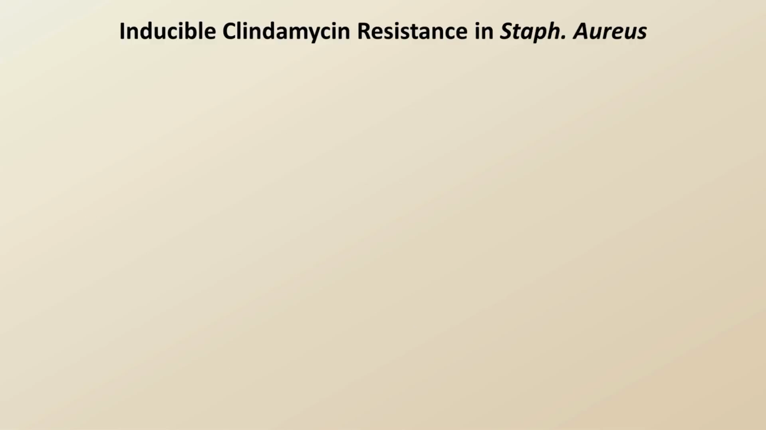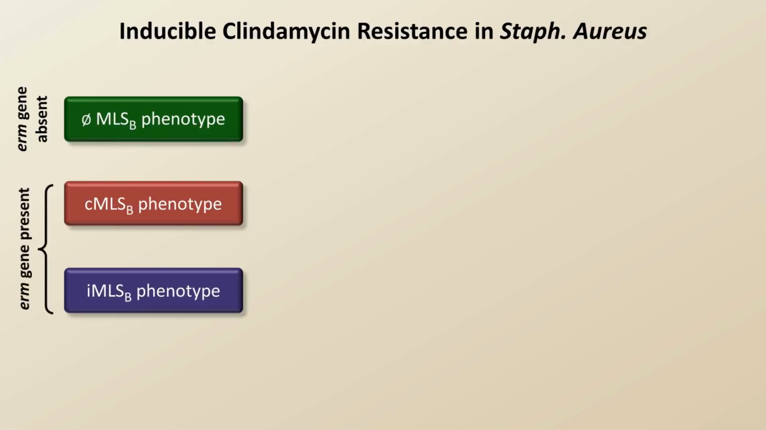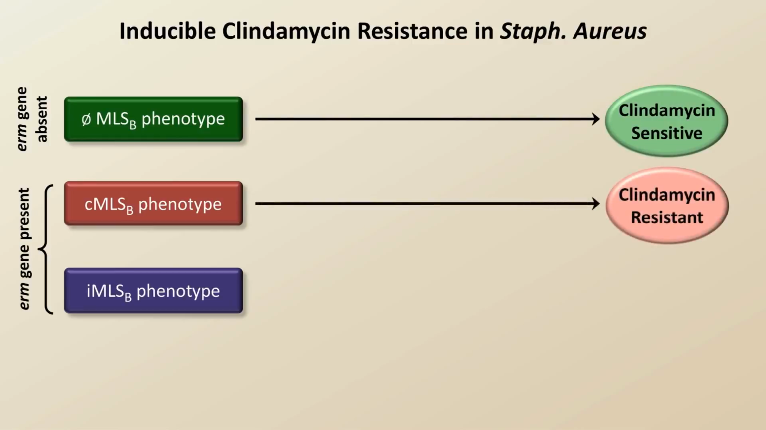There are three different phenotypes related to MLSB resistance. The first is the null phenotype, meaning there is no resistance at all. The second is the constitutive phenotype, meaning resistance is always present. The third is the inducible phenotype, in which resistance is only present if triggered by something. The ERM gene is absent in the first of these phenotypes and present in the second and third. In the null phenotype, the Staph aureus bacteria is clindamycin sensitive. In the constitutive phenotype, the bacteria is clindamycin resistant.